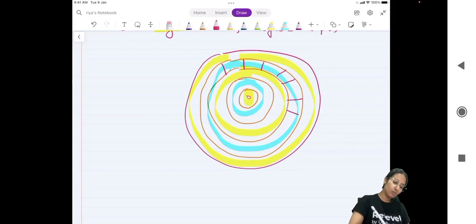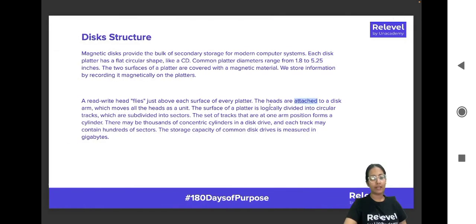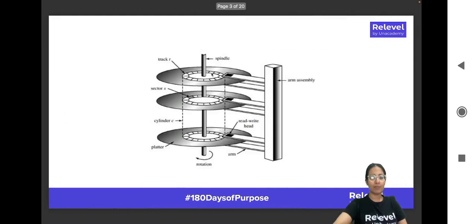Let's say I take the blue track; it is divided into multiple sectors. Now the set of tracks that are at one arm position forms a cylinder. For that, you should see this diagram. You can see that there is a set of tracks present on every platter, and when you stack all of these tracks together, it uniformly makes a cylinder. As you can see, all those tracks at the same position on different platters make a hollow cylinder-like structure.